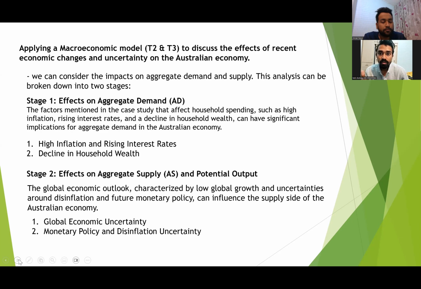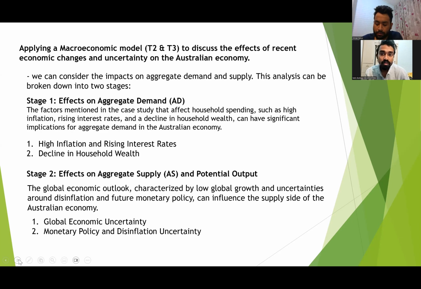The second one is the effect on aggregate supply and potential output. The global economic outlook, characterized by low global growth and uncertainties around disinflation and future monetary policy, can influence the supply side of the Australian economy. First is global economic uncertainty. Uncertainty in the global economy can affect Australian exports and foreign demand for Australian goods and services. A slowdown in global growth can reduce Australian export potential.